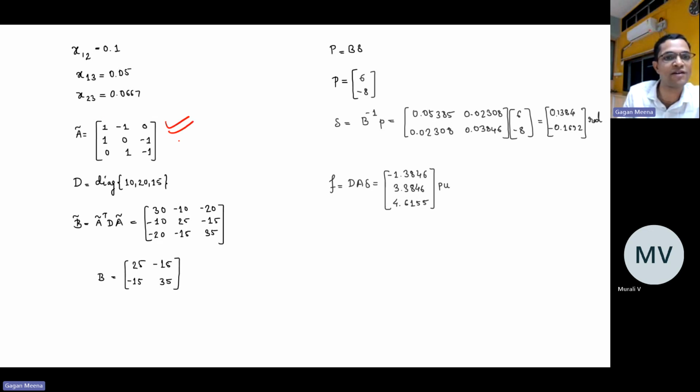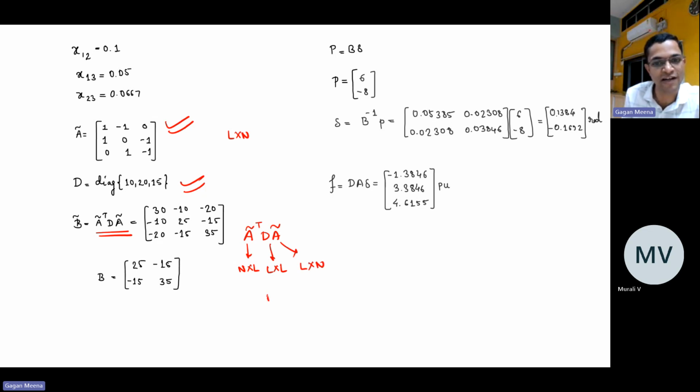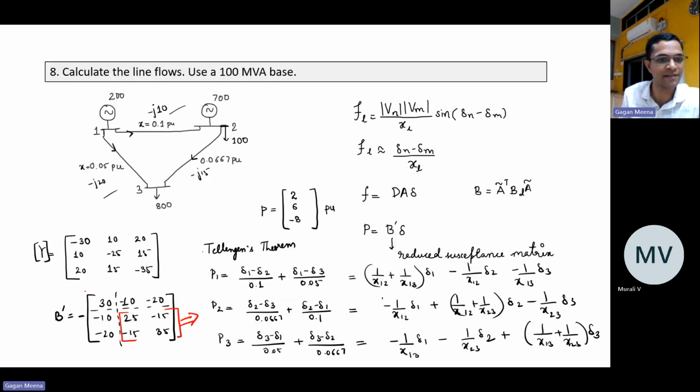This A matrix we have calculated, if we have the D matrix, we can directly calculate B like this also. It's A tilde transpose D A, because A was L cross N, and this is the transpose, so this is N cross L. D is L cross L and A is L cross N. So you will get an N cross N B matrix. This is the same matrix B prime, or we call it B tilde.